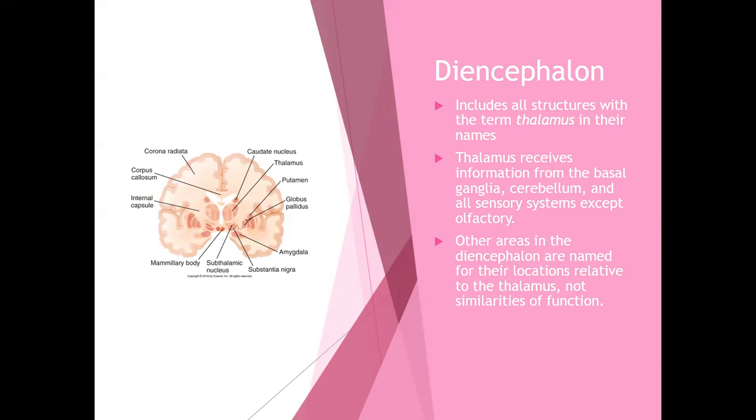So the thalamus we talked about in the somatosensory system. It receives information from the basal ganglia, the cerebellum, and all the sensory systems except the olfactory system, which has its own way into the brain. Other areas in the diencephalon are named for their locations relative to the thalamus, not by similarity of function. Like the hypothalamus is below the thalamus, they're all named by their proximity to the thalamus.